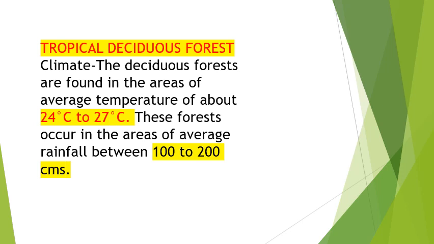So children, today we are going to start with the new type of vegetation based on rainfall, tropical deciduous forest, or also known as monsoon forests or deciduous monsoon forests. These forests are found in those areas where the average temperature ranges between 24 to 27 degrees centigrade and the rainfall varies between 100 to 200 centimeters. Now in your textbook it is written 150 centimeters, make it 100 centimeters, 100 to 200 centimeters.